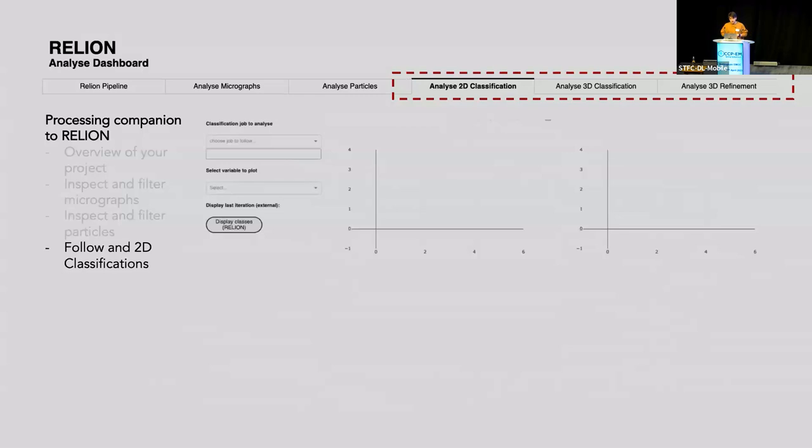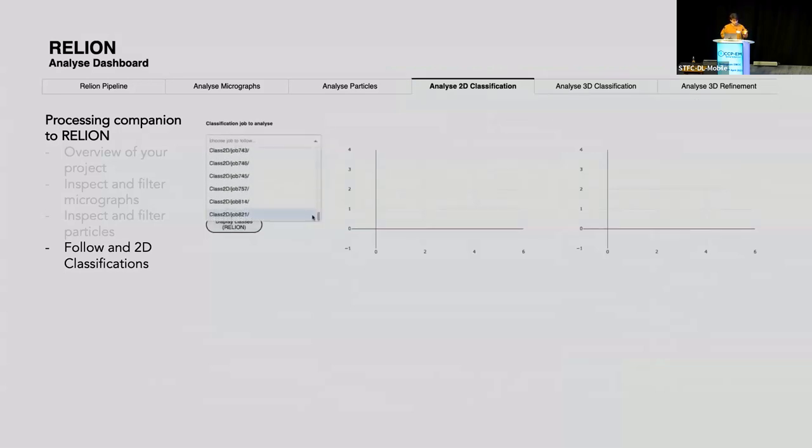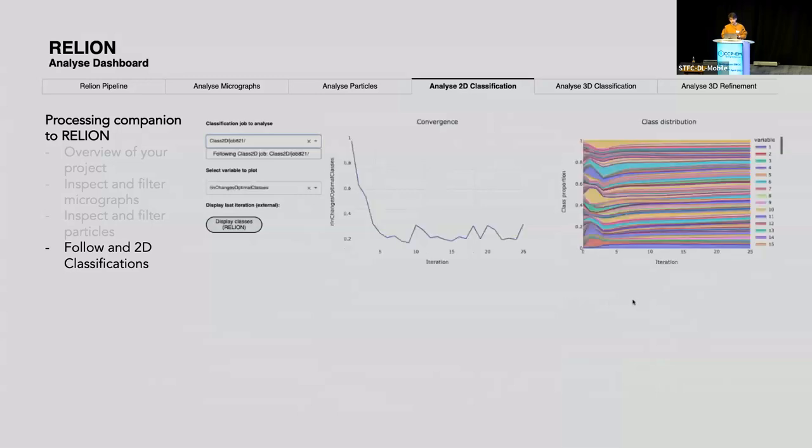Okay, so the next three tabs are not so analytical or interactive, but they are more of a collection of data about your jobs and how the jobs have evolved across iterations in case something's not working and you want to diagnose it. The first of them, the 2D classification tab, allows you to choose any 2D classification job that you might like to see, and you get data about the convergence of the job that you can estimate using different parameters. You can plot whatever you want across iterations, and also the distribution of particles, the number of particles per class across iterations.